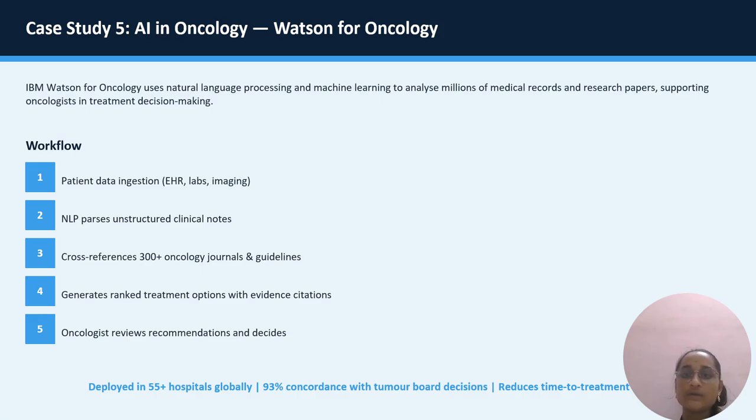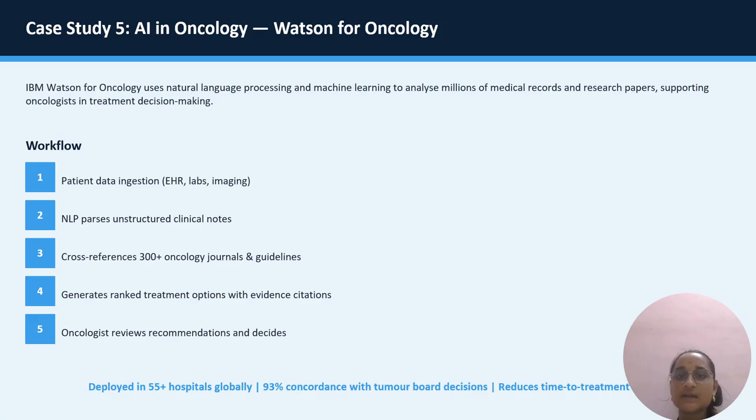Here is how the workflow works. First, patient data ingestion from records, labs, and imaging. Second, NLP processes and structures clinical notes. Third, cross-reference 300 plus oncology journals and guidelines.